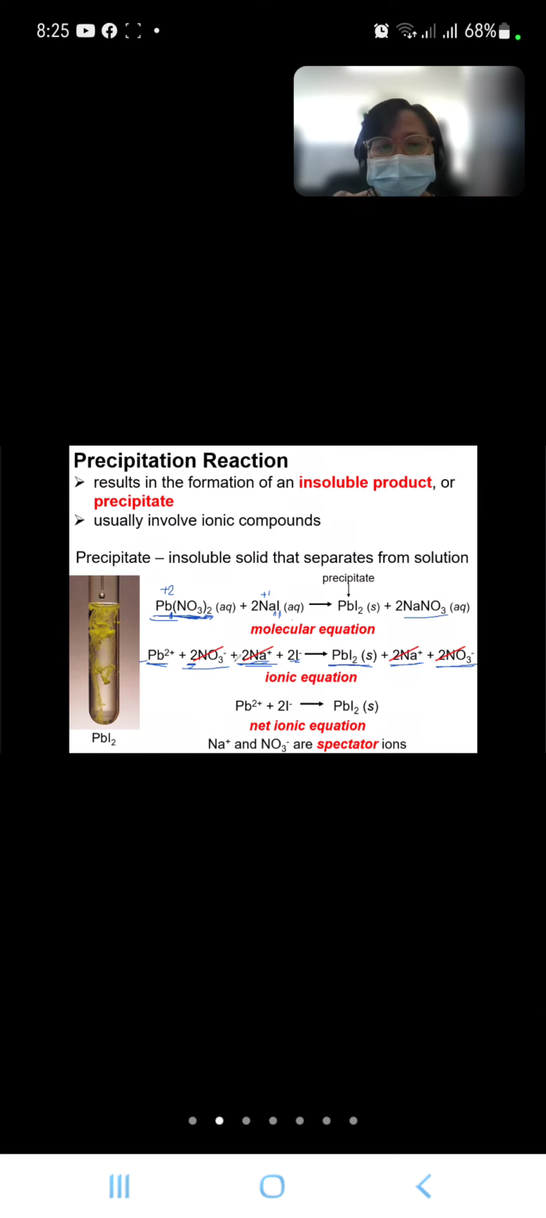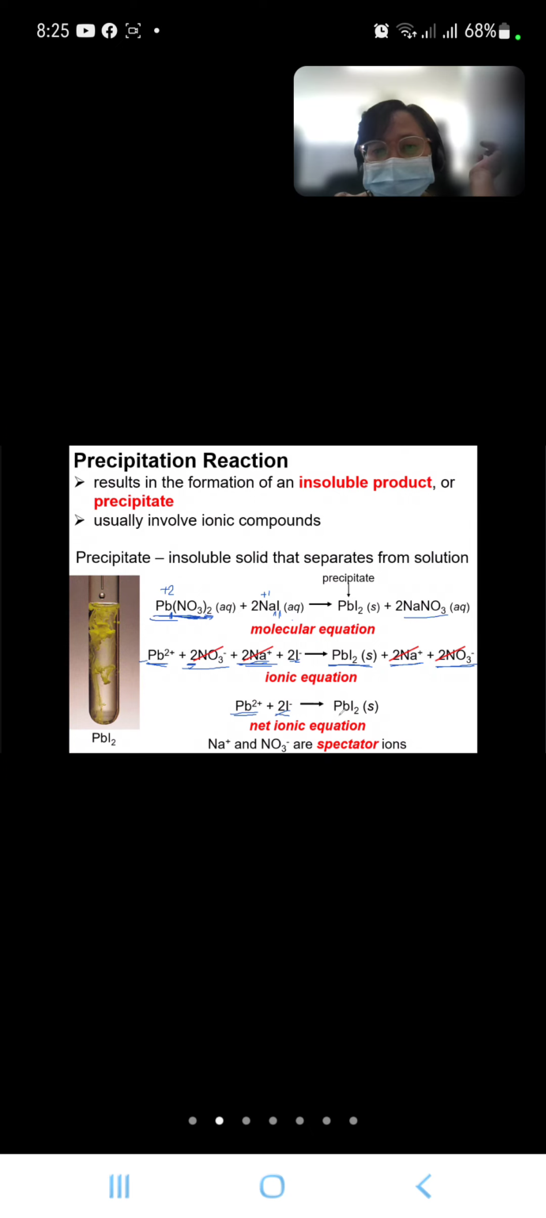Okay, and then let us write what is left after the cancellation of the spectator ions. So ang mga ions nga nabilin are 1 mole of lead 2 ion and 2 moles of iodide ion.